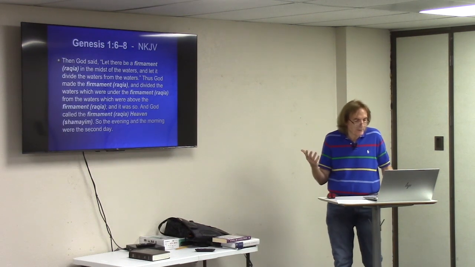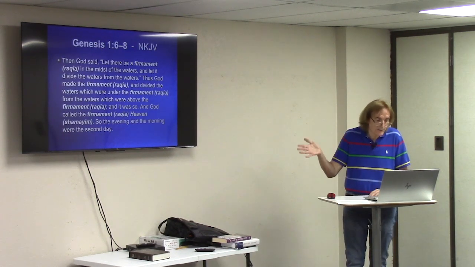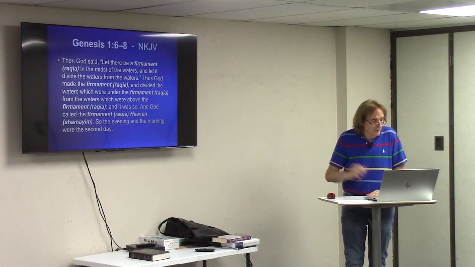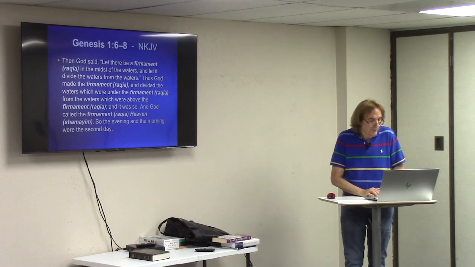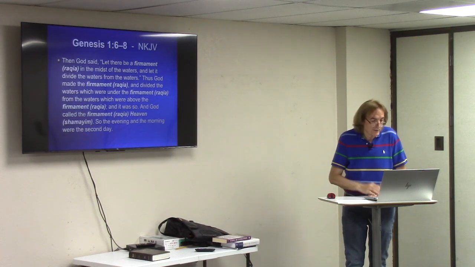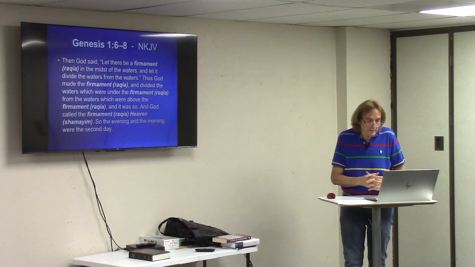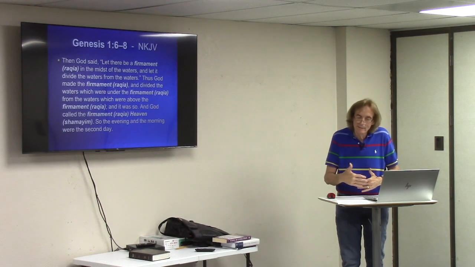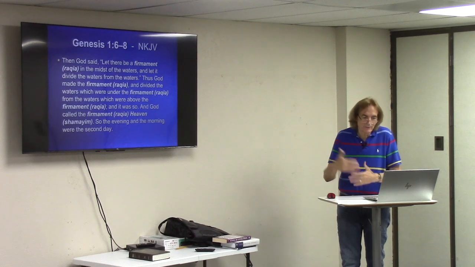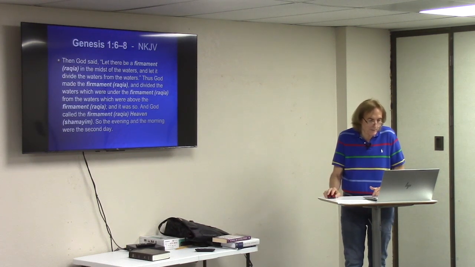So looking specifically at the words Rakia and Shemayim. So here's the New King James Version. And Rakia here is translated as firmament, and Shemayim is translated as heaven. Also notice in this passage, the one key item to note is that God first creates the Rakia and then names it Shemayim. So you'll see this, of course, in other translations as well.